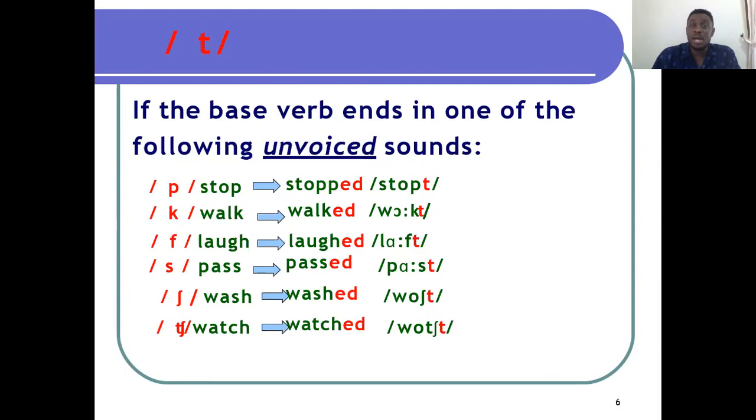The next sound is the t sound. If the base verb ends in one of the following unvoiced sounds, these are the sounds: p, k, f, s, sh, ch. For example, stop, stopped.